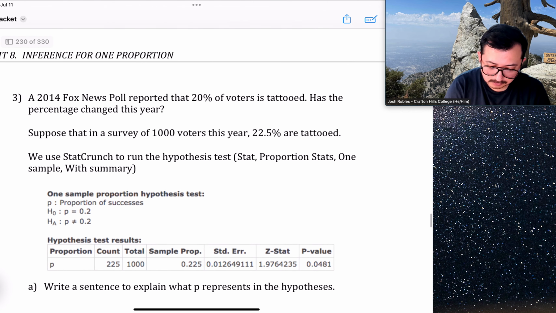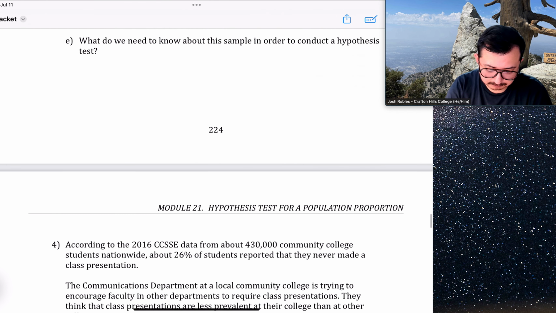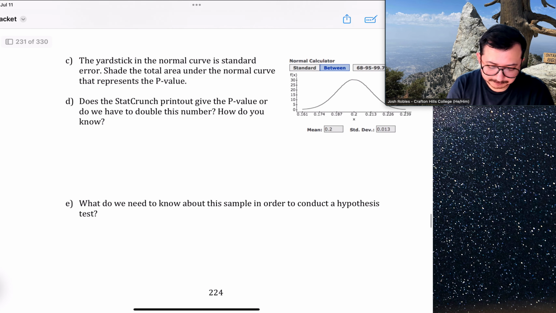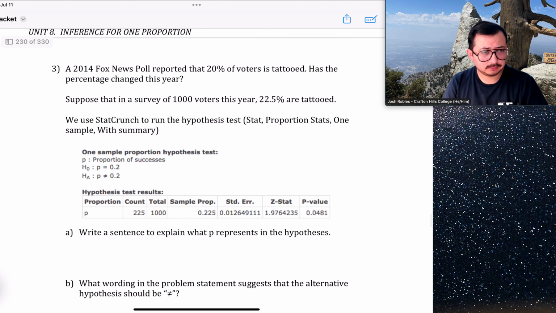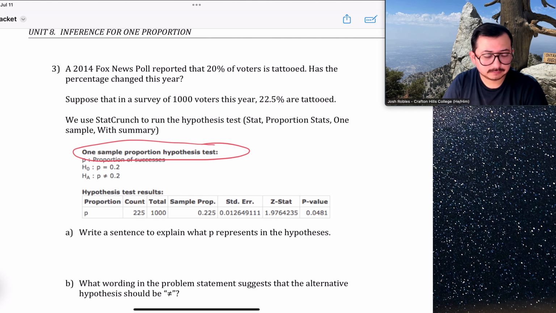Okay, so I'm going to leave this here. I don't think I'm going to add this one. There's a few examples, but they're very similar. I'll have a separate video, and what I'm going to do there is show you how to use StatCrunch to get to this result. But this menu title tells you where it is.